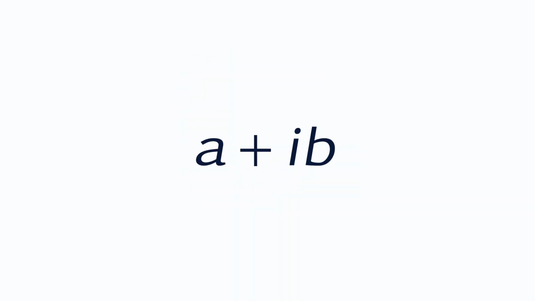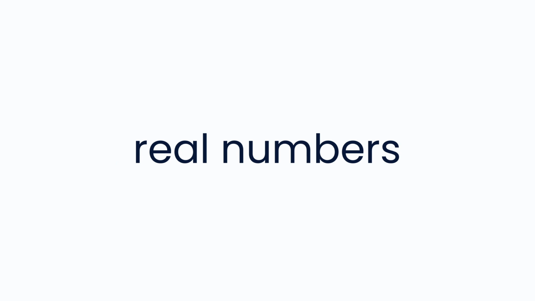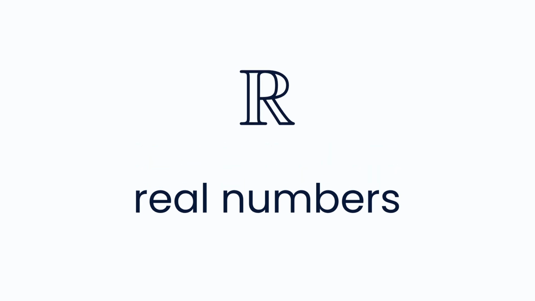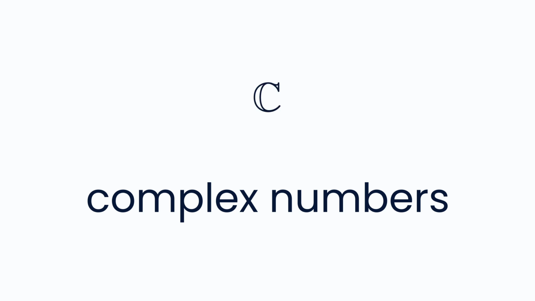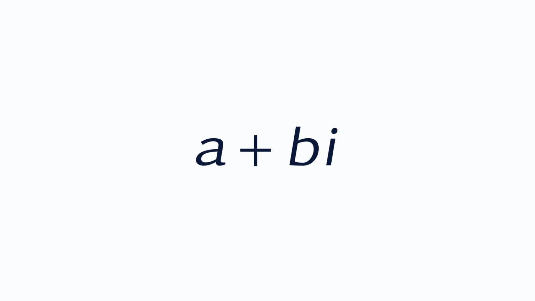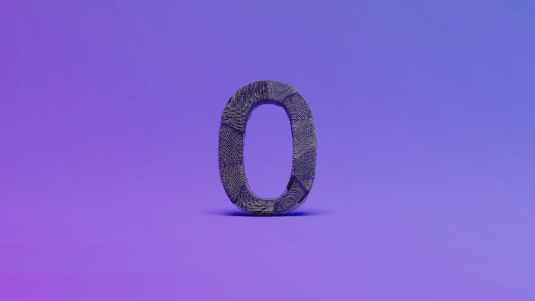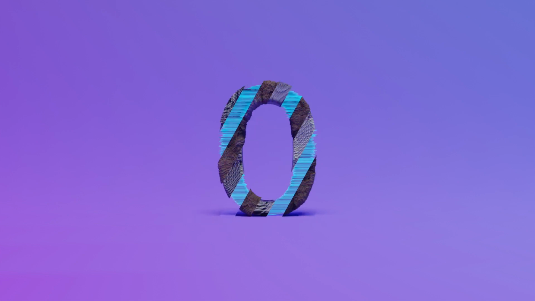A complex number is a combination of a real number and an imaginary number. Just like the real numbers are denoted using this R, the complex numbers are denoted using a C. A complex number a plus bi, where b equals 0, is simply a real number, a. A complex number a plus bi, where a equals 0, is a purely imaginary number, bi. When both a and b equal 0, you simply get 0. 0 is real, complex, and imaginary all at once.